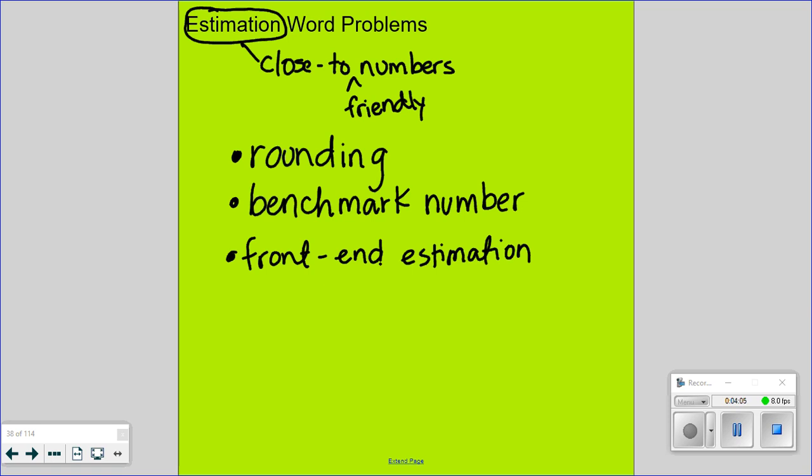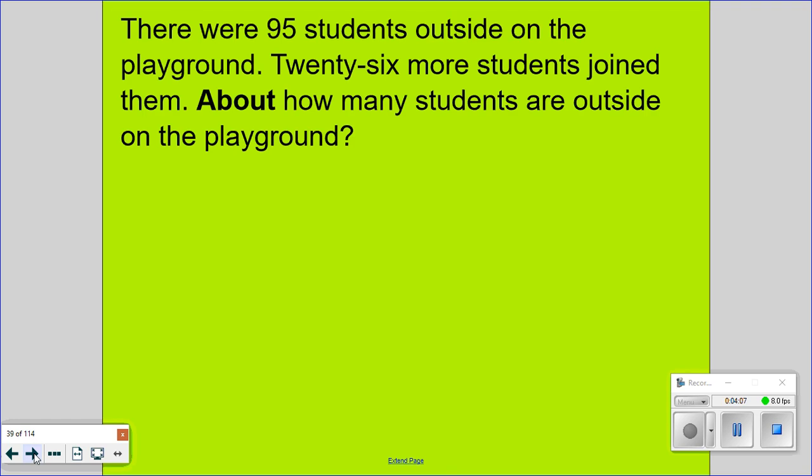Before I put you in partners working on this task, we're going to do a practice word problem together, just to make sure we know what we're doing. You do not need to write this down. It says there were 95 students outside on the playground. 26 more students joined them. About how many students are outside on the playground? Do you see that word about? That's your clue that we're not finding the real answer. We're trying to find a close to answer.